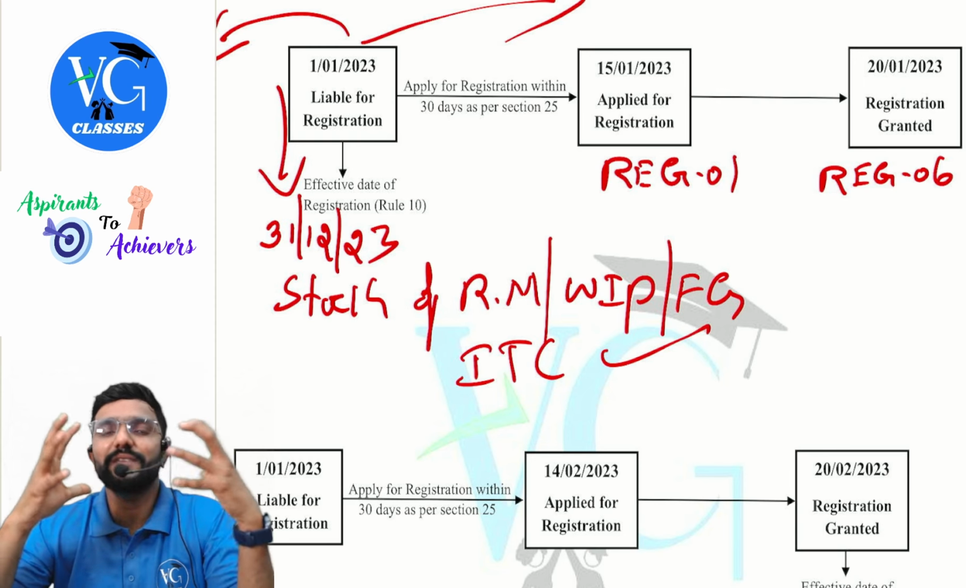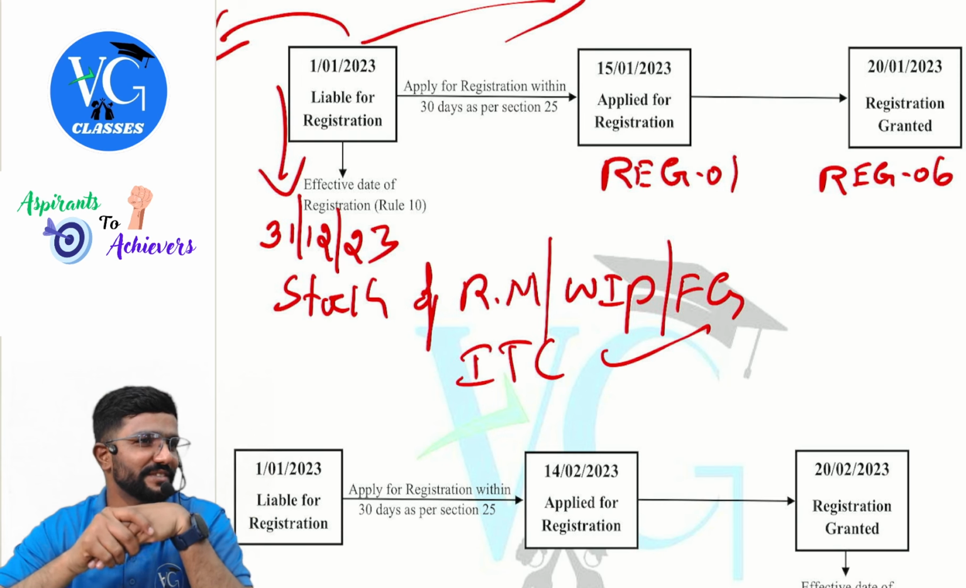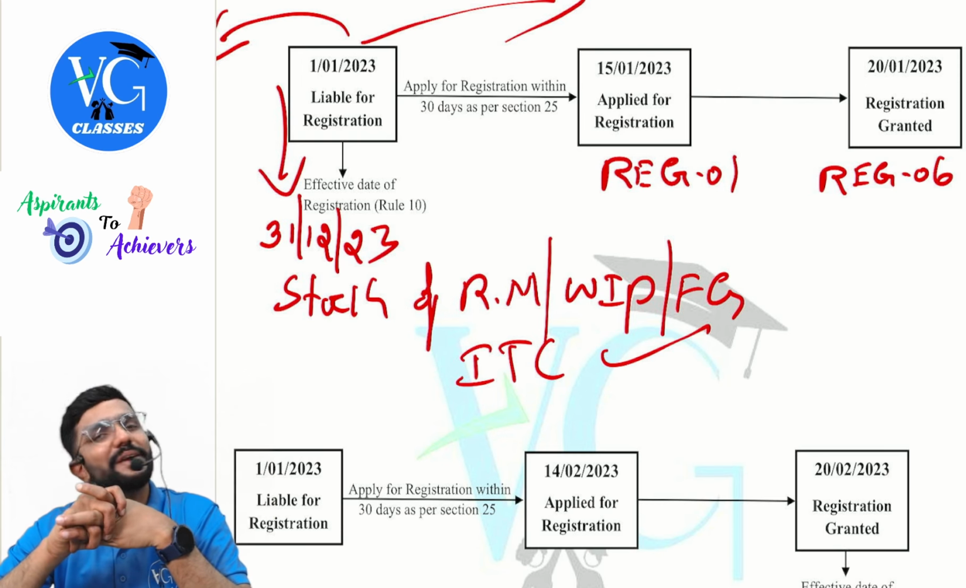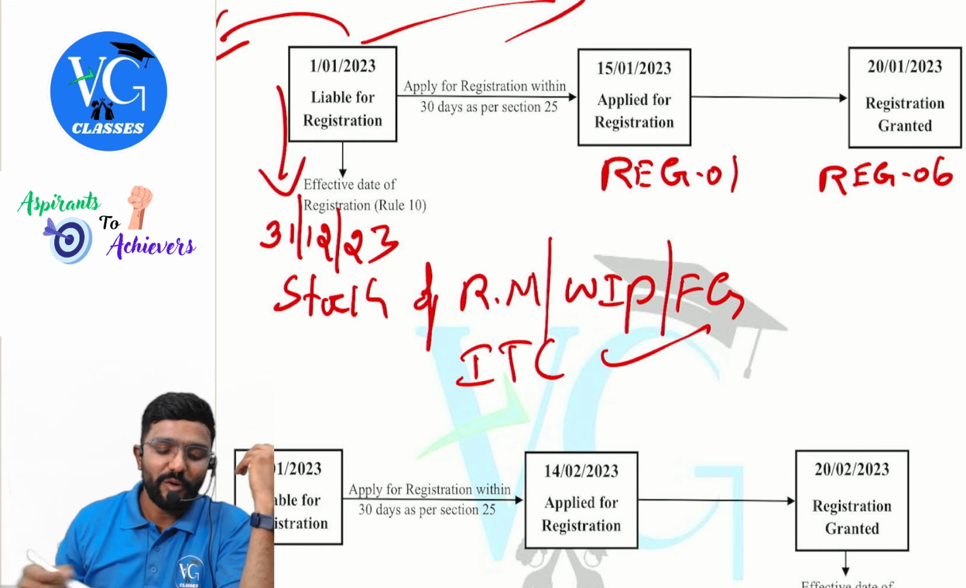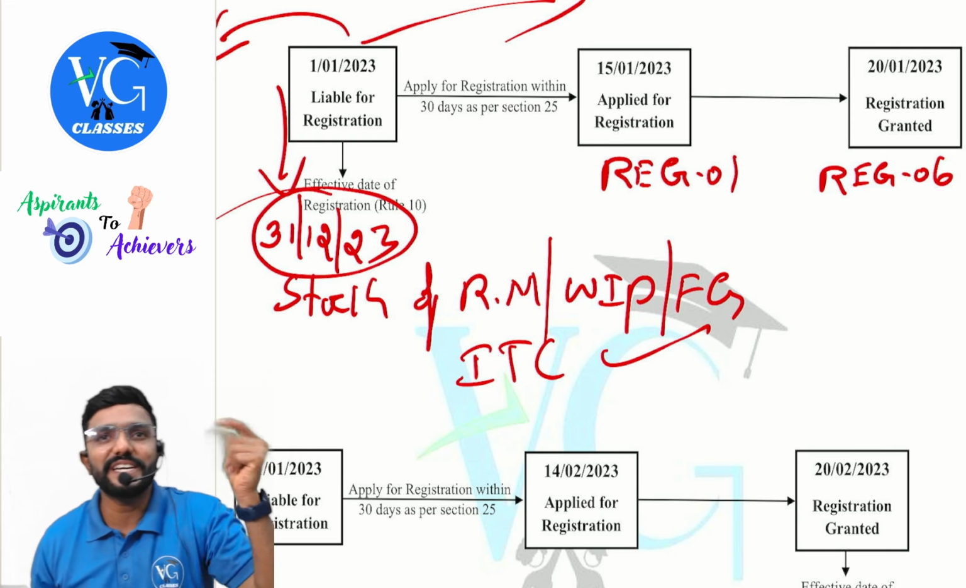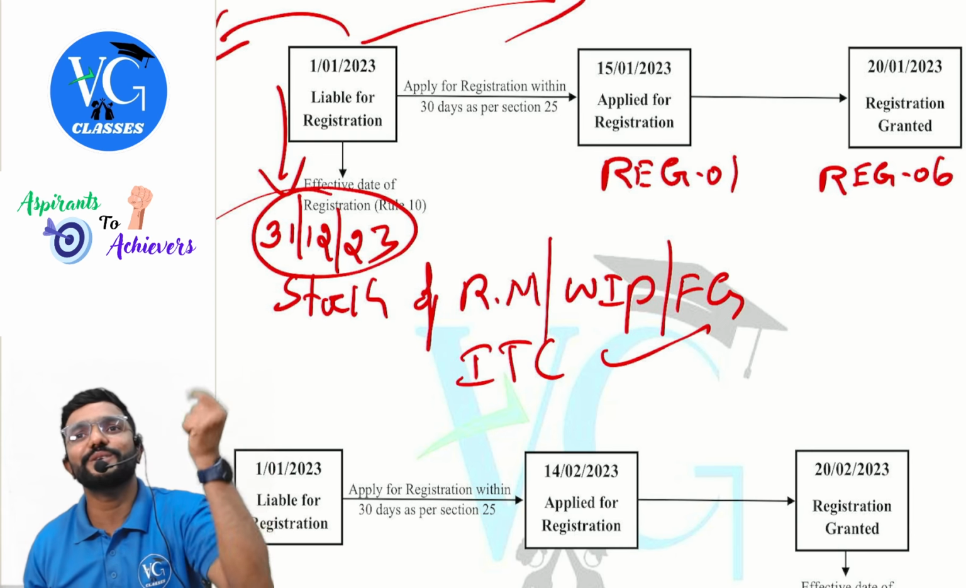Guys, this inventory I am having on 31st December, I would have purchased it when I was unregistered. When I was unregistered, I cannot claim ITC. Yes, definitely. But now they are telling whatever stock you have on the immediately preceding day, the effective date of registration being 1st January, you can claim the credit.